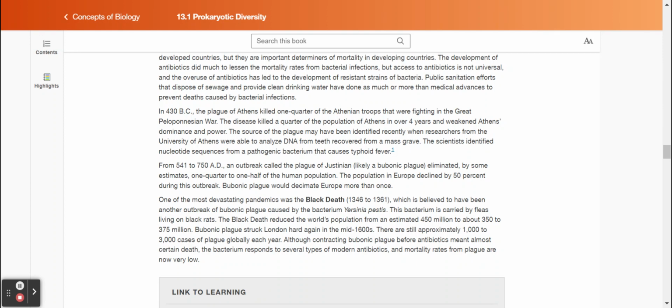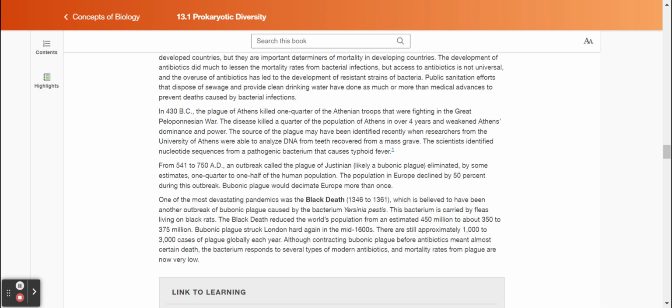From 541 to 750 AD, an outbreak called the Plague of Justinian, likely a bubonic plague, eliminated, by some estimates, 1/4 to 1/2 of the human population. The population in Europe declined by 50% during this outbreak. Bubonic plague would decimate Europe more than once.